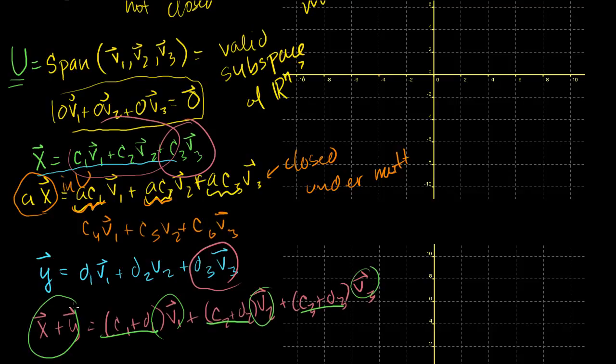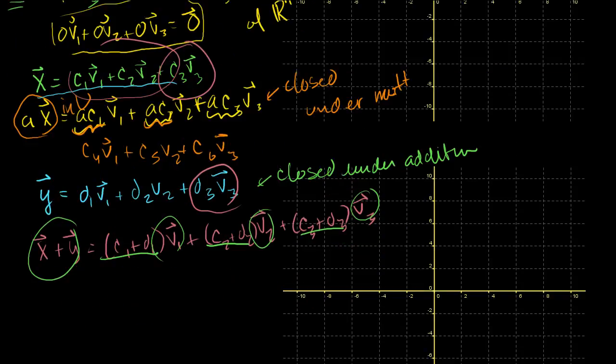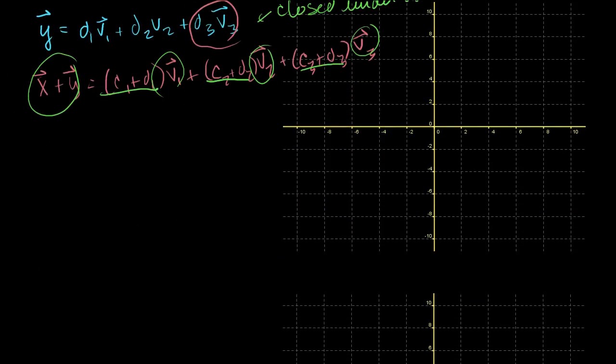So it must be, by definition, in the span of v1, v2, and v3. So we are definitely closed under addition. Now you might say, hey, Sal, you're saying that the span of any vector is a valid subspace, but let me show you an example that, clearly, if I just took the span of one vector, let me just define U to be equal to the span of just the vector.